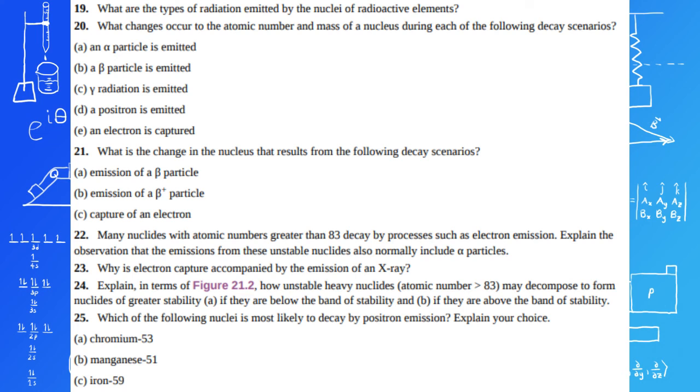If you're gaining or losing protons, that's a change in your atomic number. Well, it's a change in your atomic number and your mass number. And if you're gaining or losing neutrons, then that's a change in just your mass number. Unless, of course, what's going on is neutrons and protons are converting into one another, in which case your mass number isn't changing, but your atomic number is. So yeah, I think you can handle that on your own. 21. What is the change in the nucleus that results from the following decay scenarios? Yeah, you can do that on your own as well.